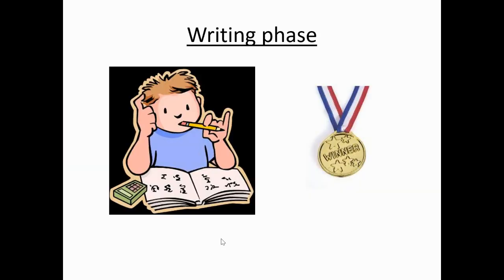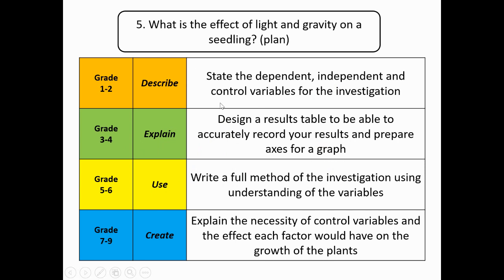Right, it is now time to do the writing phase. This is the part of the lesson where underneath the driving question, underneath the date, you have a go at answering the objectives one at a time. So, your describe question is to state the dependent, independent, and control variables for this investigation. The explain is design a results table to be able to accurately record your results and prepare an axis for a graph. You do not need to actually take the data. I'm not asking you to collect anything, but can you draw the table, if you were going to?